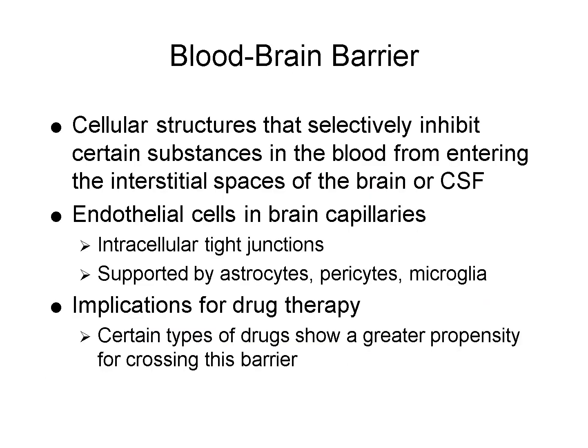The blood-brain barrier is a selective filter that protects the brain from harmful substances in the blood. It is formed by tight junctions between endothelial cells and is supported by astrocytes, pericytes, and microglia. While it keeps out pathogens and toxins, it also limits drug delivery to the brain. Understanding this barrier is vital for pharmacology and neurologic therapy.